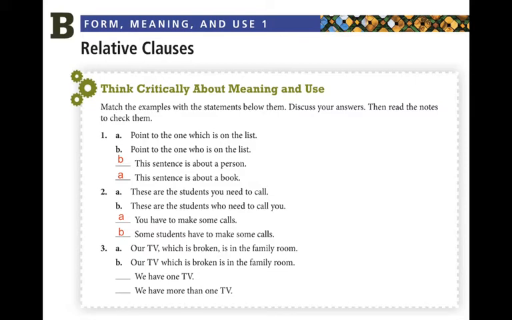Number 3, A. Our TV, which is broken, is in the family room. 3B. Our TV, which is broken, is in the family room. Which one means we have one TV? The one with a non-restrictive relative clause. Our TV, which is broken, is in the family room. We have more than one TV. Our TV, which is broken, is in the family room. Maybe our TV, which is not broken, our TV, which is still currently functioning, is in the bedroom.